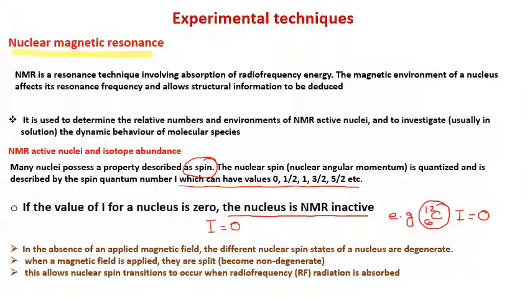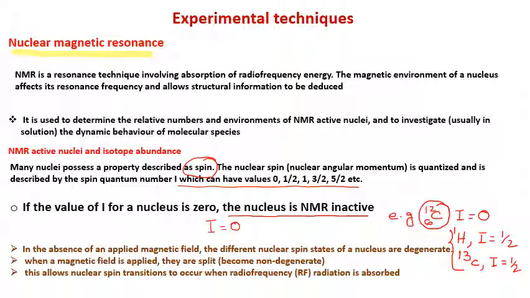For example, proton, like 1H. For proton, the nuclear spin is equal to 1 by 2. Carbon 13 also has nuclear spin I equal to 1 by 2. So these two nuclei, proton 1H and 13C, are NMR active. So basically, the principle I will talk about in the next slide.